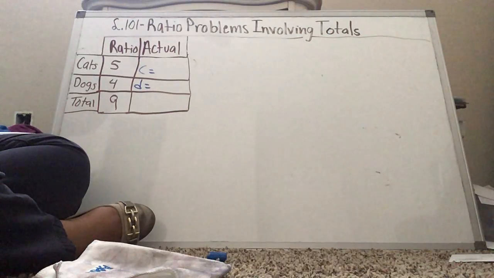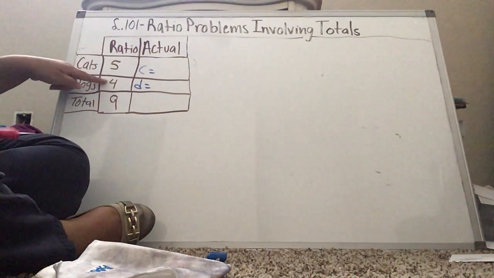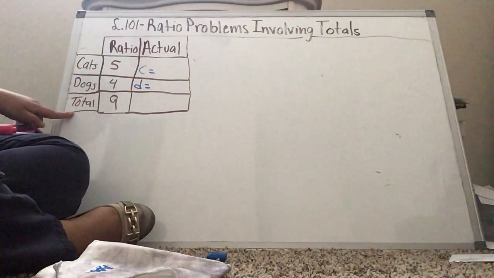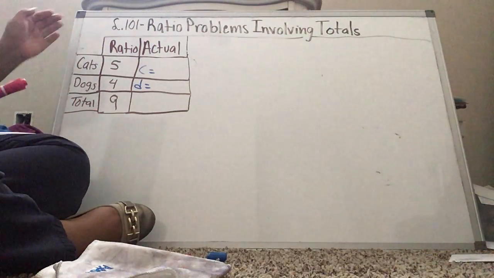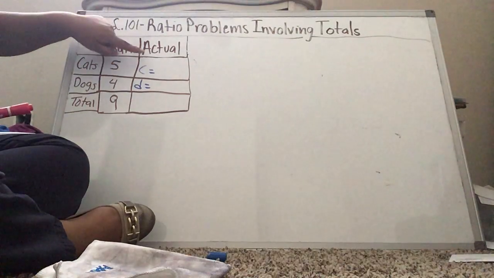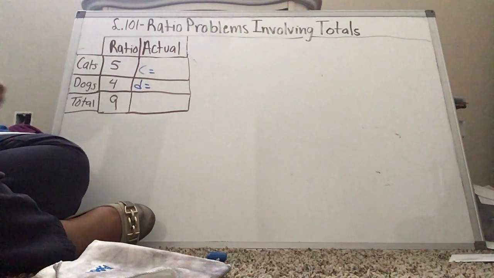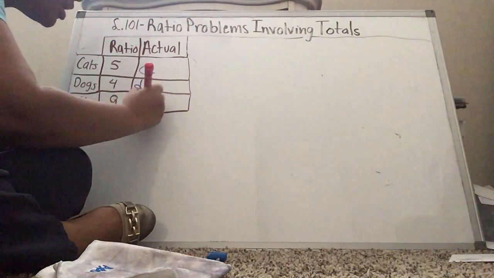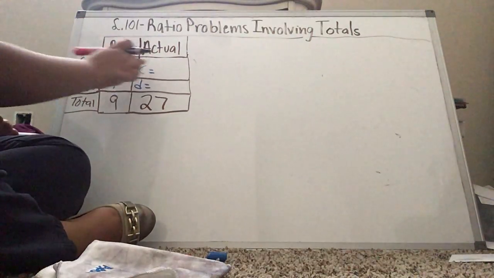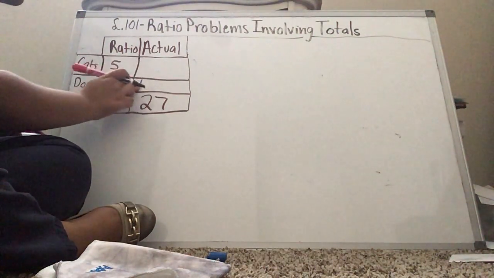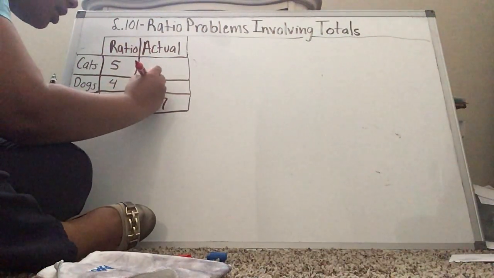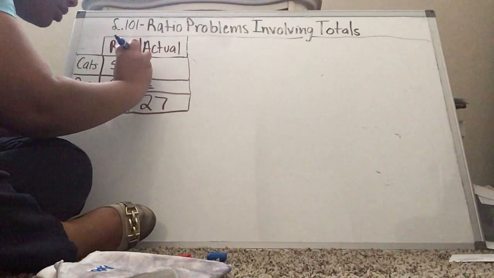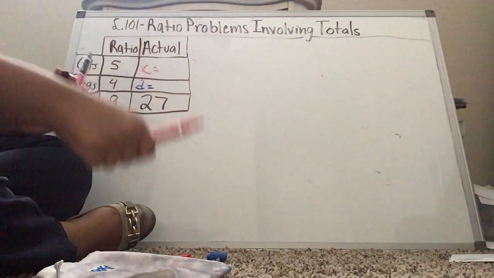So in this example, for every 5 cats, there are 4 dogs, making it a ratio total of 9, because 5 plus 4 is 9. And we do not know the actual amount of cats yet, or the actual amount of dogs, but they do tell us the total amount of animals is 27. So what we need to do is find the amount of actual dogs and the amount of cats when there are 27 animals altogether.